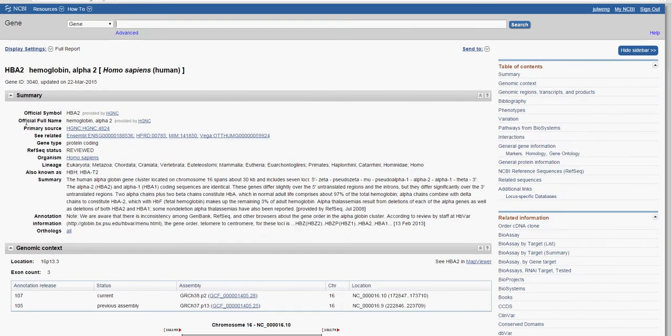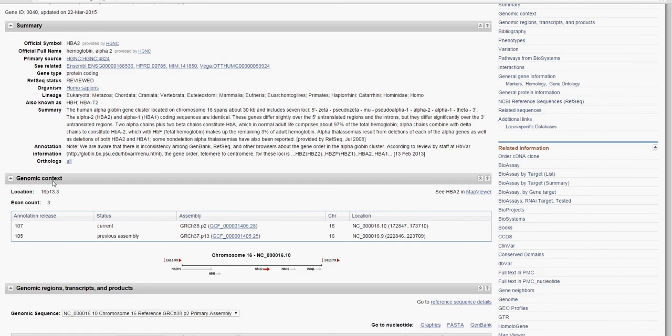Okay, the first question asks us the full name for this gene. This gene's full name is hemoglobin alpha 2. And it also asks us what this gene is located on. If we look at the genomic context, it's on chromosome 16. If you're not sure what this 16 means, you can look at this picture here. It shows that HBA2 is here and it's located on chromosome 16.